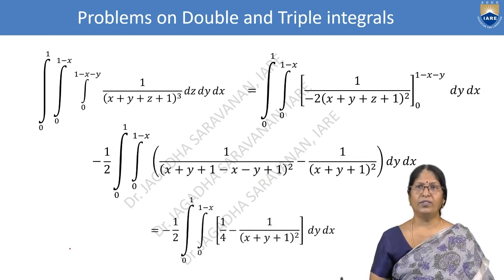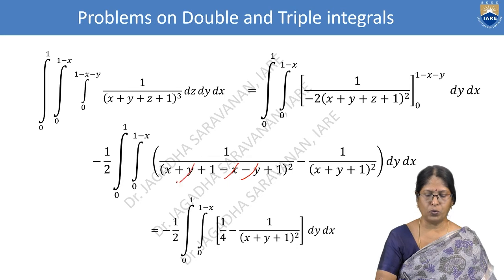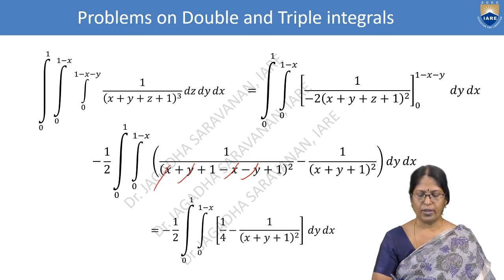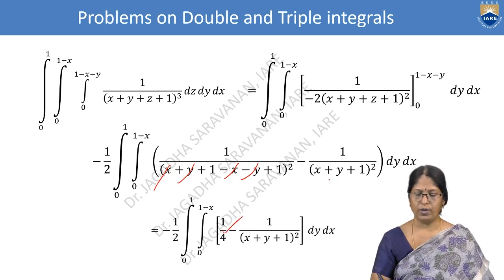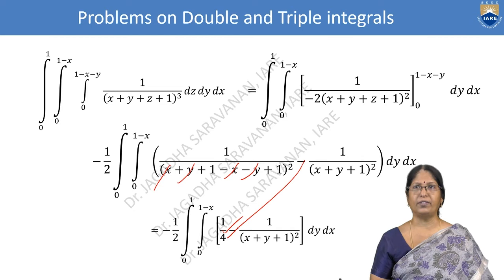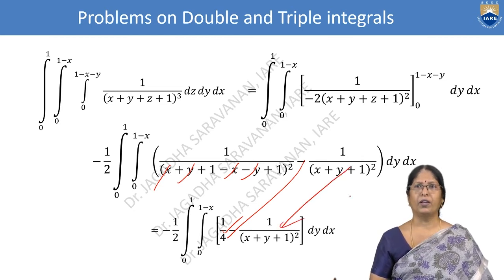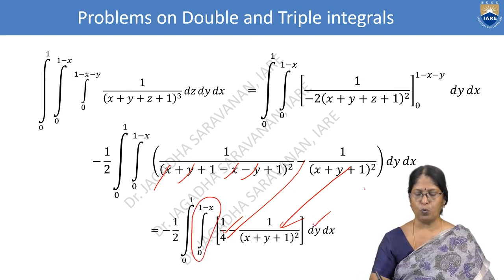Now, are there any simplifications for this? Here, these two terms get cancelled and 2 square becomes 4. So it is 1 by 4, with the minus sign as it is, and this term also written as it is. Now we will move to the middle integration with respect to y.